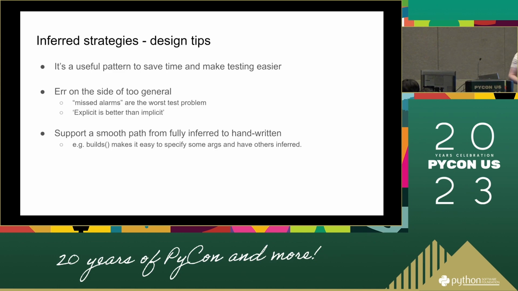And then the last tip, which we've tried to follow here, is to make sure that there's a really smooth path from just letting you say, hypothesis, work it all out for me, to then saying, like, hypothesis, work it all out for me, except the bar argument to a bas needs to be non-negative.